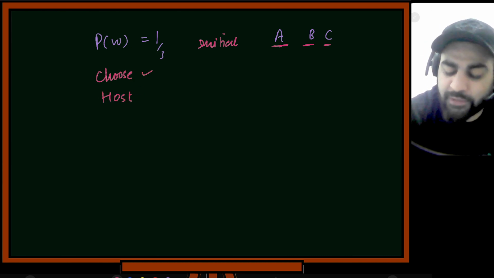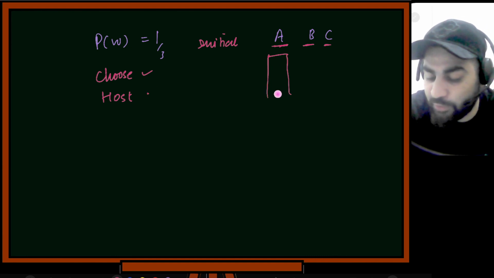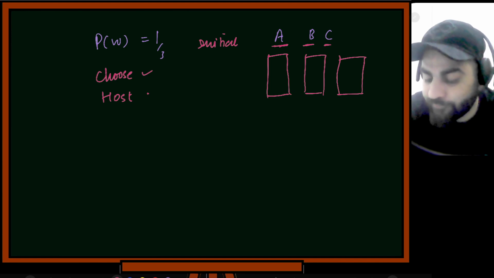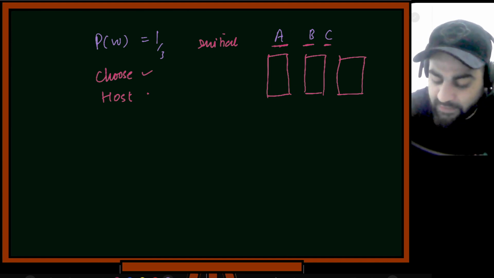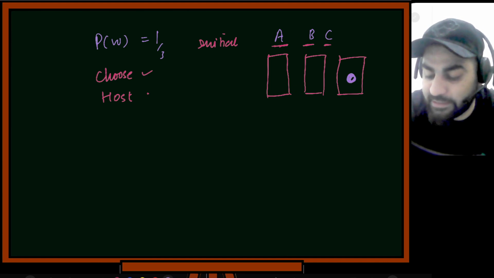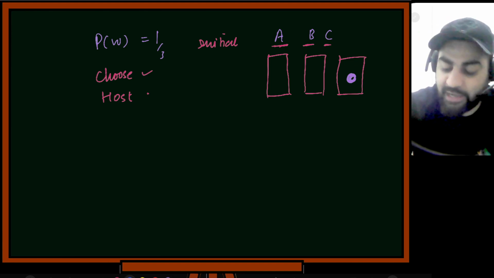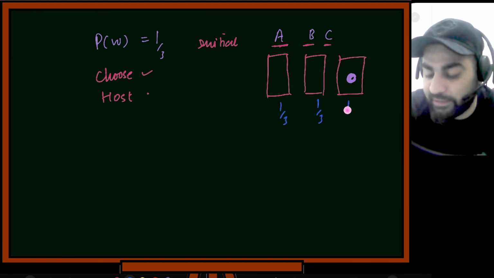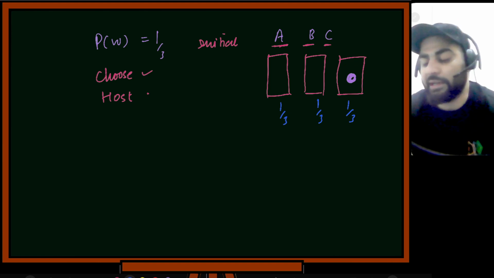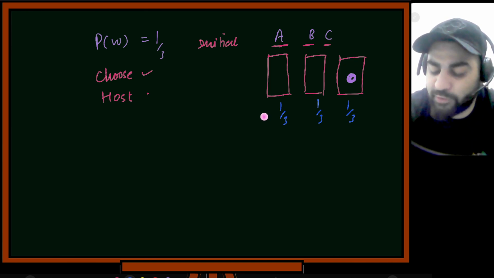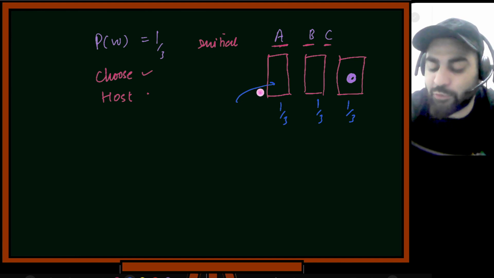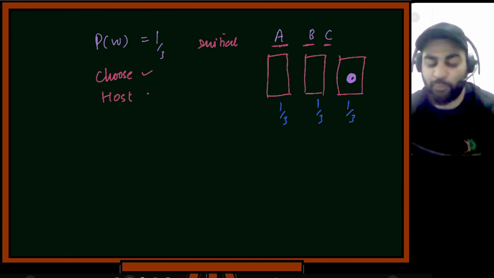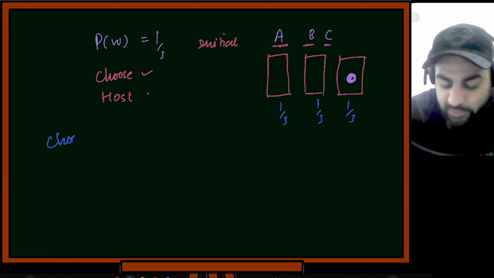You will choose something and the host will do something. So this is our one door. I'll make the pictures also so that it's clear for you. Let's suppose some door has a prize. Here the door has the prize. Initially everything has probability 1 by 3, 1 by 3, 1 by 3. Now if you choose a door, there are only two possibilities. When you choose a door, what will happen?